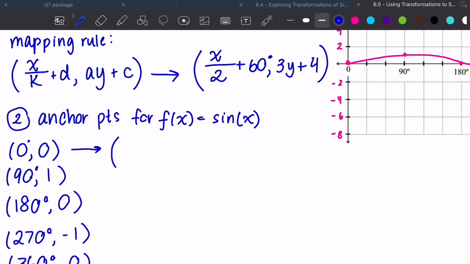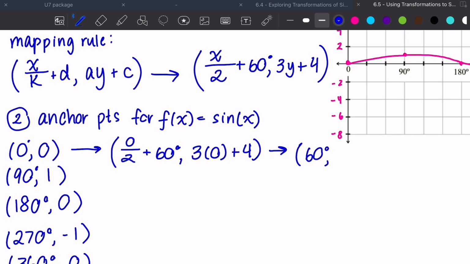That's basically it. So, okay, referring to the mapping rule up above, I'm going to plug in 0, 0. So my x is 0 and my y is 0. Those are the only things changing within the mapping rule. So this is going to be 0 over 2 plus 60, and then 3 times 0 plus 4. And when you calculate that, 0 divided by 2 is just going to be 0 plus 60. That is going to give me 60 degrees as my starting point. And then 3 times 0 is 0. So just plus 4. That will be my new 0 point, 64.